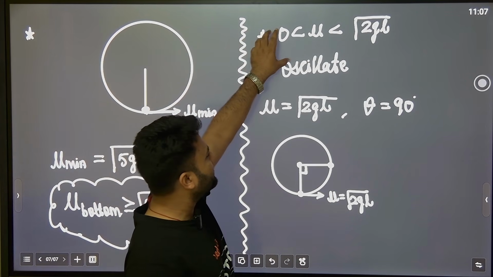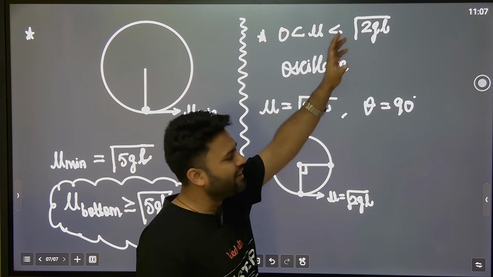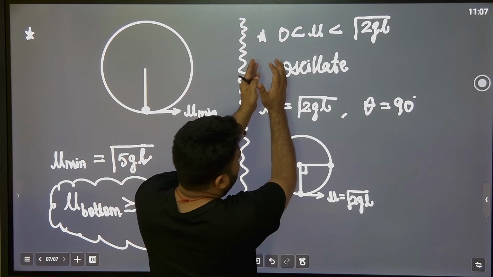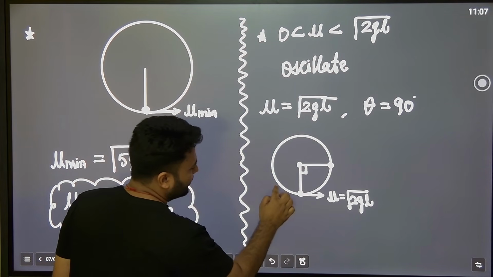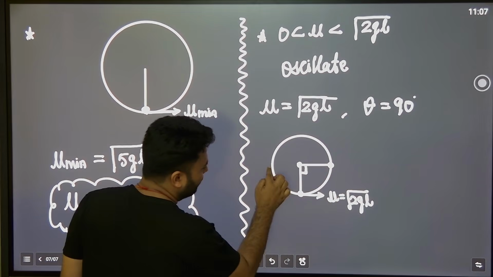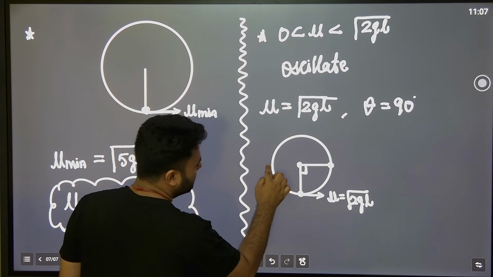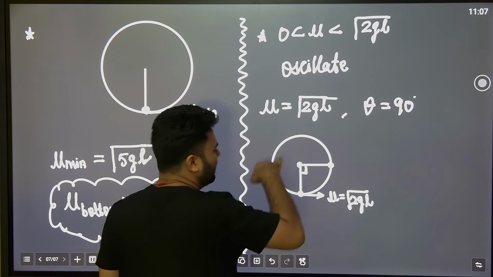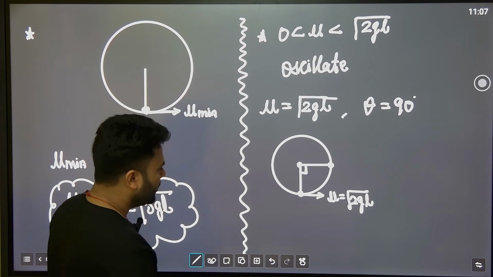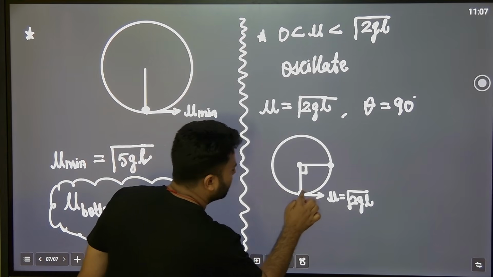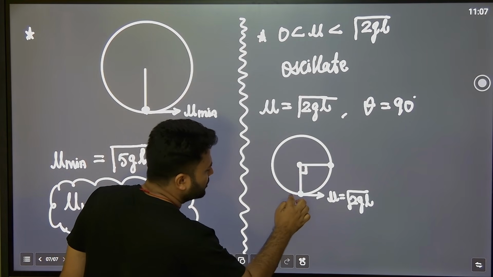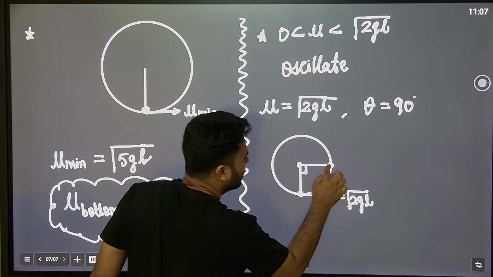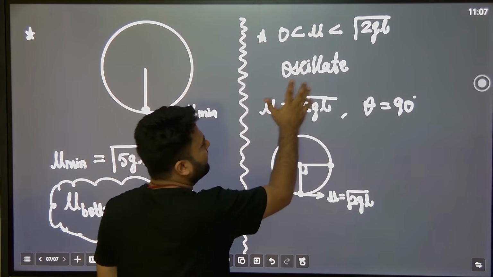If your speed is greater than 0 and less than root 2 GL, the object will go till here and it will oscillate like this. You are giving less speed, so it will not perform complete vertical circular motion. It will go there, it will come back. At root 2 GL, it will go till here, it will come back. Oscillate.